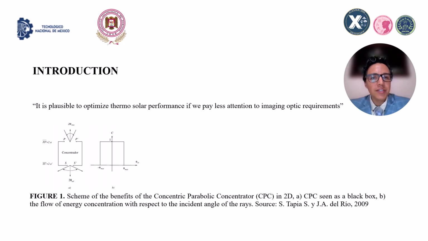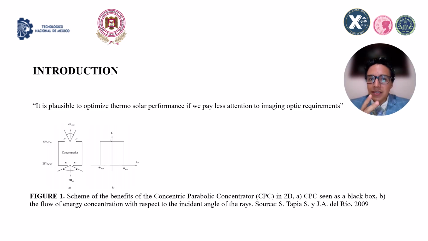Roland Winston, inventor of the compound parabolic concentrator, stated that it is plausible to optimize thermal solar performance if we pay less attention to imaging optic requirements. According to Roland Winston, in the most essential sense, thermal solar performance is comparable to writing a letter, putting it inside a box, and sending it from one side to another.